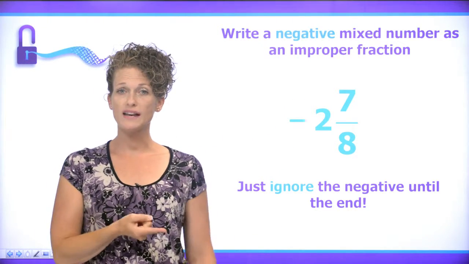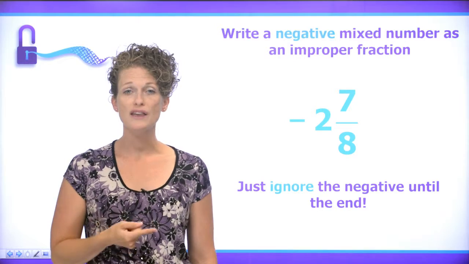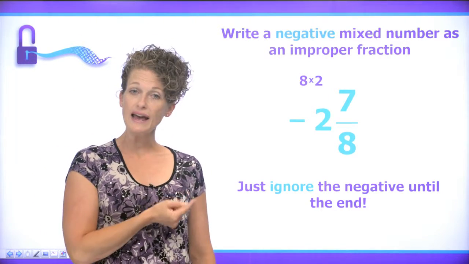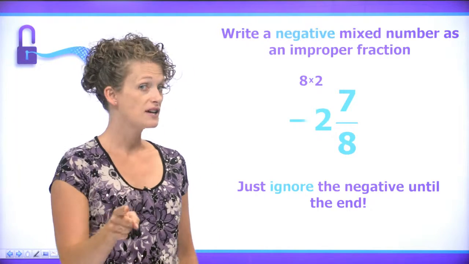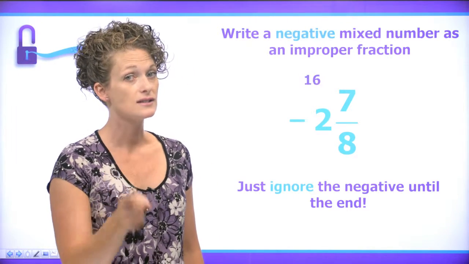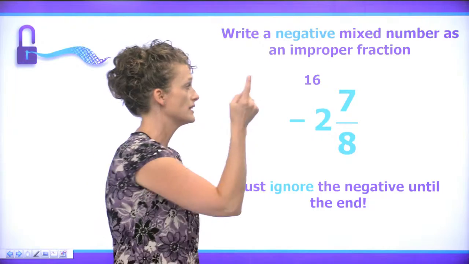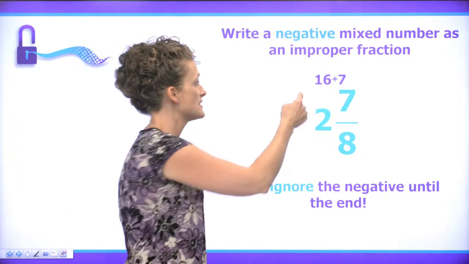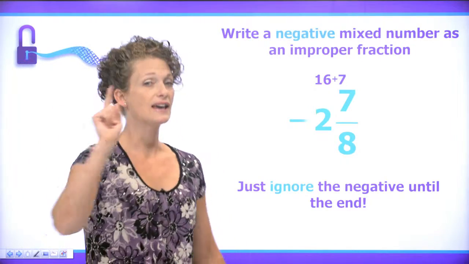So remember what I said. The first thing we're going to do is multiply the whole number by the denominator. So we're going to multiply 8 times 2. And we know from our times tables, that's going to give us 16. Now, the next thing we're going to do is we're going to add the numerator. So we get 16 plus 7, and that gives us 23.